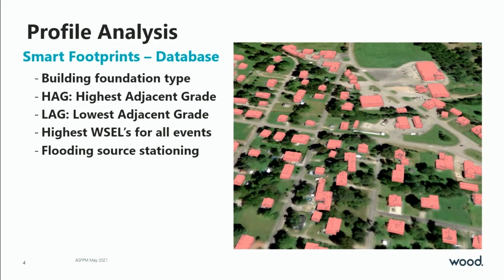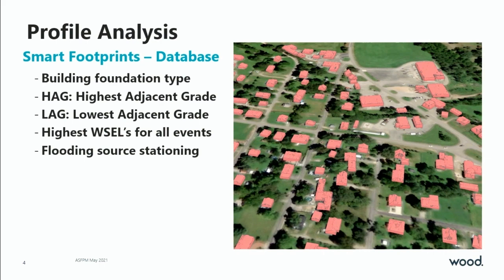You might be able to mine building foundation type out of the data that the city may have access to. That's important because you know that if it's slab on grade, then the lowest adjacent grade is probably going to be a good flood elevation. Where if it's built on a block system with a raised floor, then the highest adjacent grade might be better than a lowest adjacent grade.